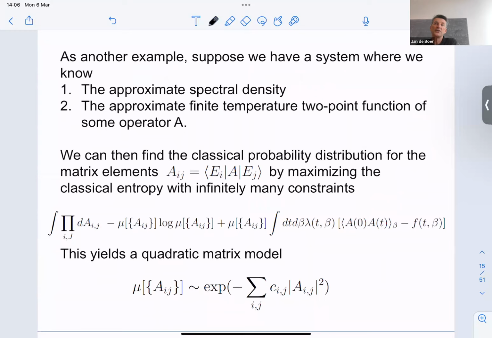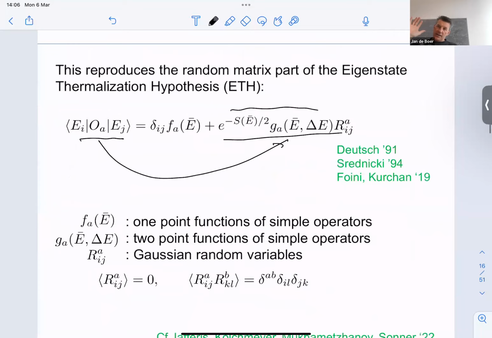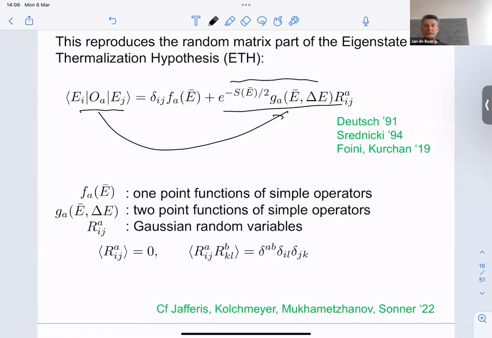Maximize entropy subject to the input of two-point functions at finite temperature. So ETH is not some exotic ansatz. It is simply statistical physics thinking applied to a finite temperature two-point function of a simple operator. And you get ETH out automatically. ETH is the thing that maximizes the uncertainty of a system. It maximizes the entropy of a system. Sorry, it maximizes the entropy of a description of the system that is consistent with my low energy observations. So it's a maximal entropy statistical description of my observations. That's what ETH is. That's all that ETH is.